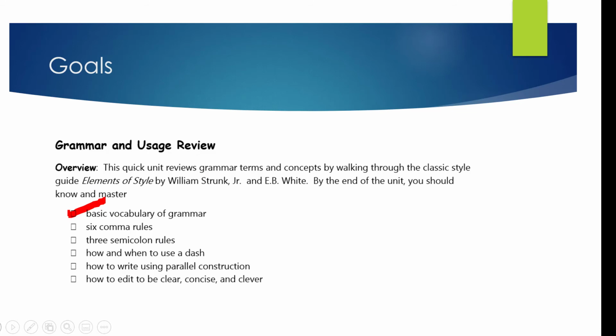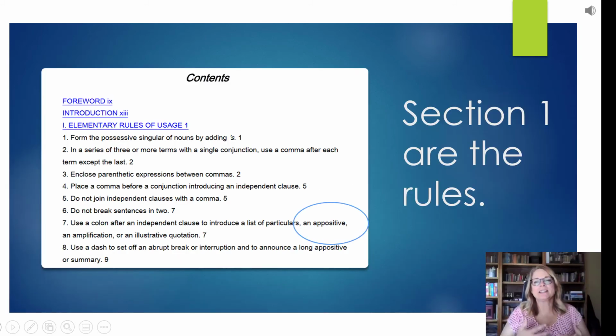Our goals for this unit are pretty basic. We want you to have a good understanding of the basic vocabulary of grammar. Then we want you to really look at punctuation rules, specifically commas and semicolons, how and when to use a dash, how to write with parallel construction, and how to edit to be clear and concise, and we know that you are always clever.